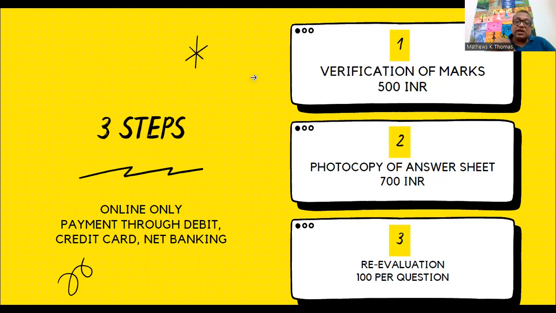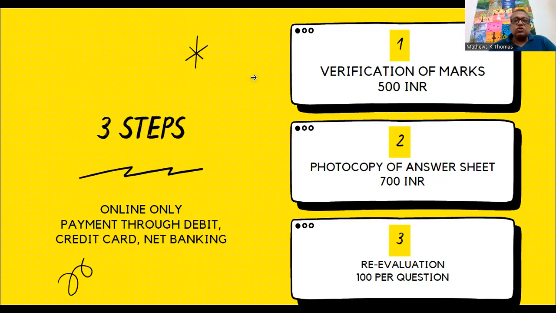Please remember, we directly cannot apply for reevaluation. We have to go through these 3 steps. The payment is only through online, and also the process is all online. You need not visit your school. You need not visit your CBSE regional office or any office for that matter. Everything is going to be online, and all the payments also will be online through debit card, credit card, or net banking. They will not be accepting cash or money order or demand draft.